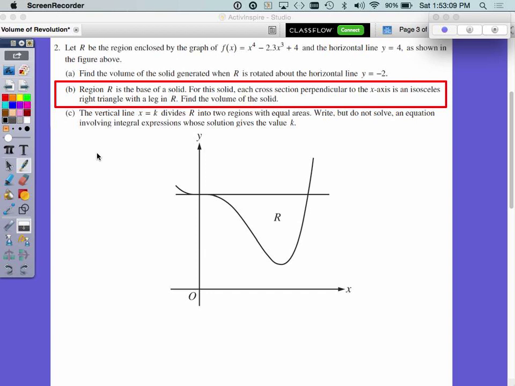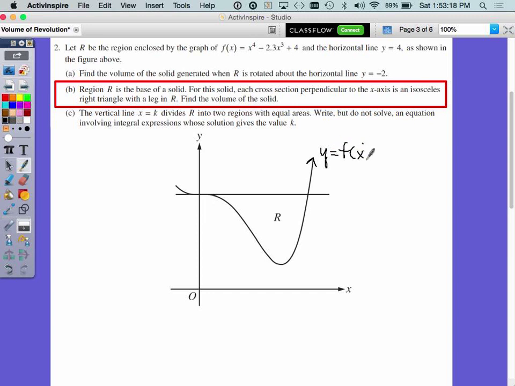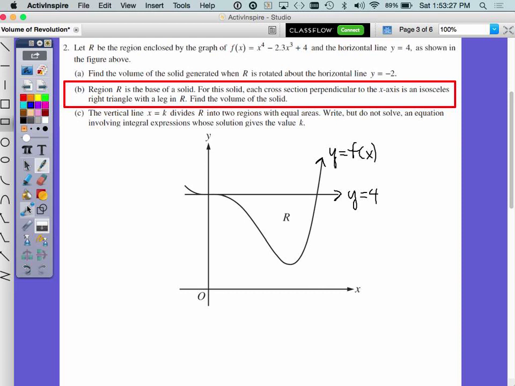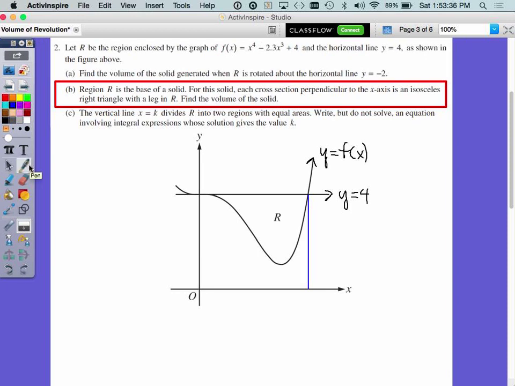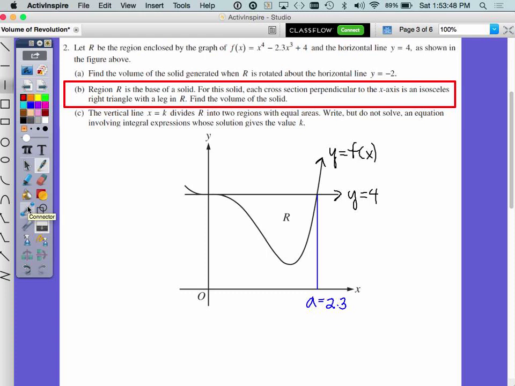You'll recall in the previous question that we had already defined our curve as f at x, and our line we knew was y equals 4. As well, in the last question, we set the curve equal to the line in the calculator and discovered that those two intersect at x equals 2.3, and we defined that as a. So that's already been done, and the next thing we need to do is take a diagram and try and identify what the slice looks like.